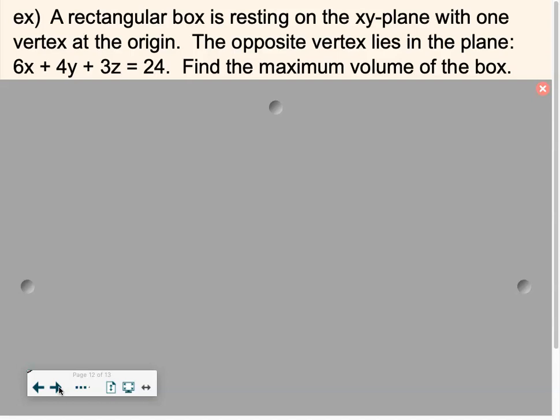So z equals 8 minus 2x minus 4/3 y. You're going to solve this, substitute it in for your z, and now you're back into the same max-min world that you've been in before. So right now, let's just stick with 2.